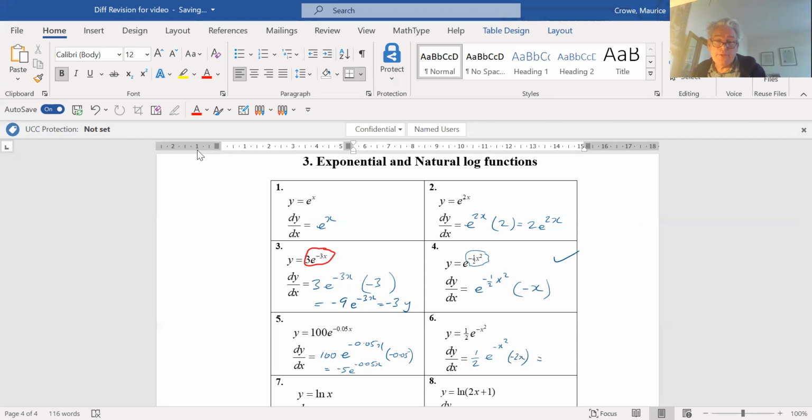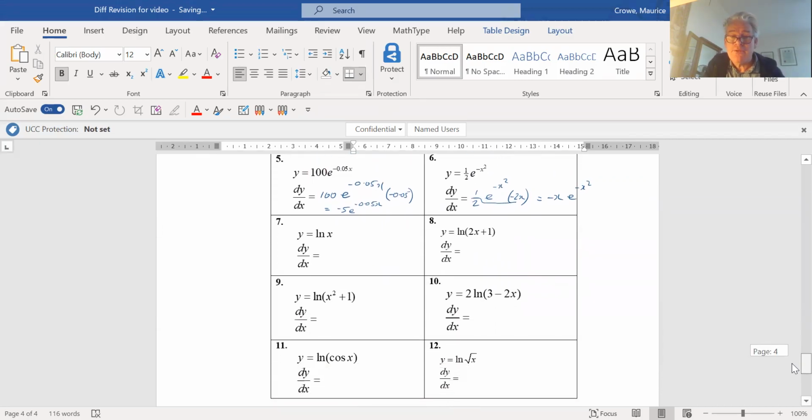Now, next one, keep the half e to the minus x squared multiplied by minus 2x, the derivative of the power. And the 2, again, that 2 is underneath. It'll cancel with that one, and you end up with minus x e to the minus x squared. Okay, they're all the e's. Then we're down to the ln's then.